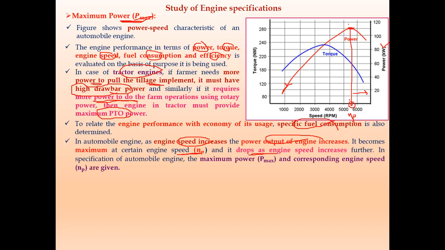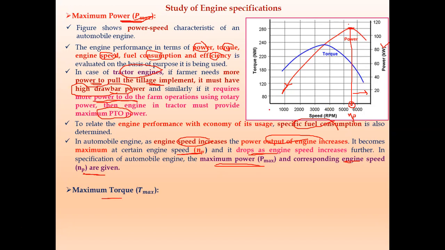So in the specification of an automobile engine, this maximum power and corresponding engine speed are given, because it is a very important parameter to measure the performance of the engine. Similarly, we have maximum torque.